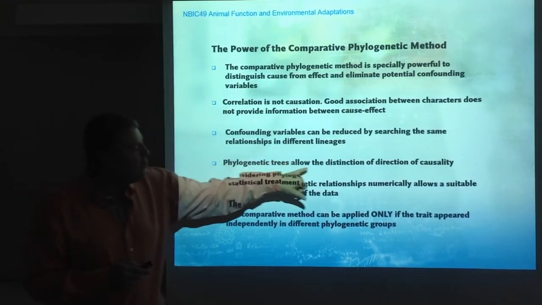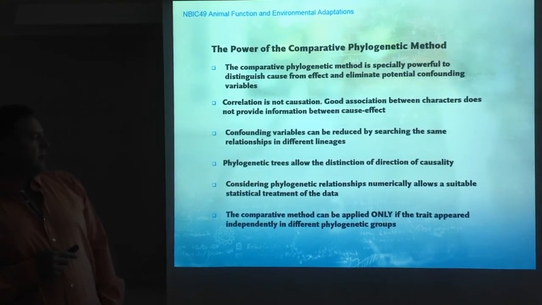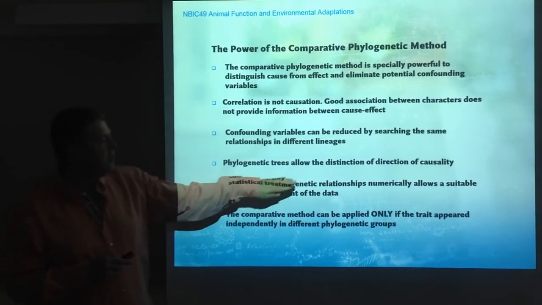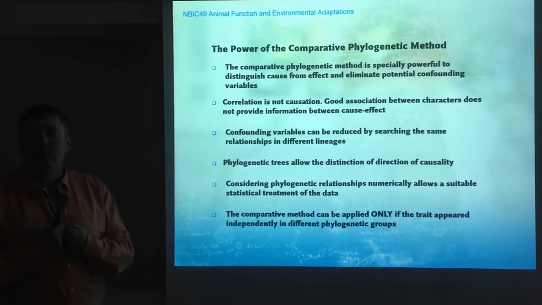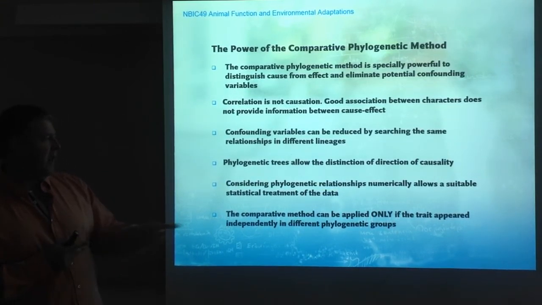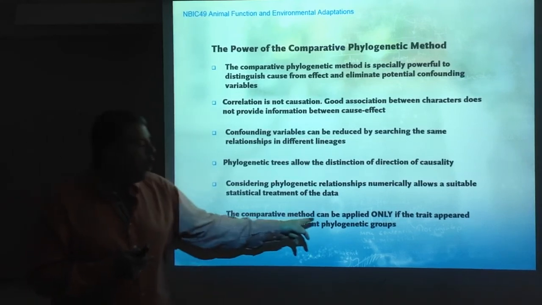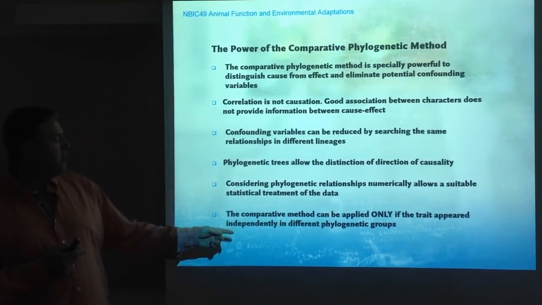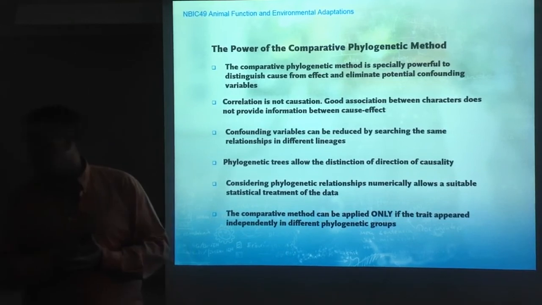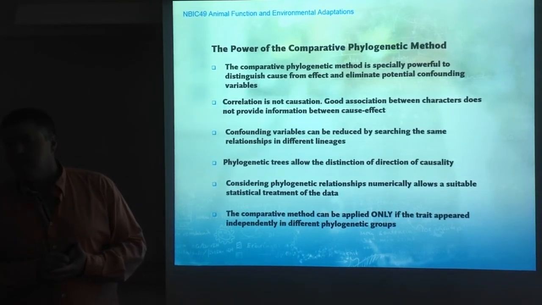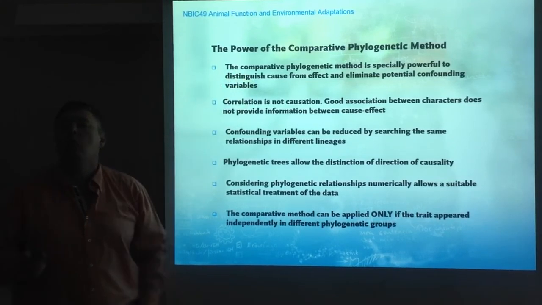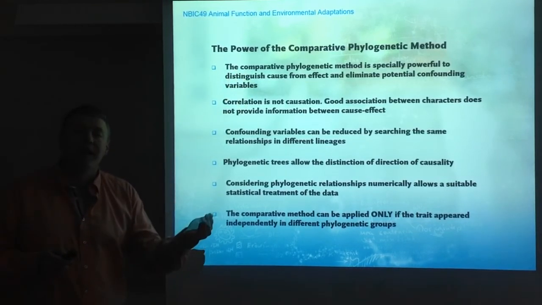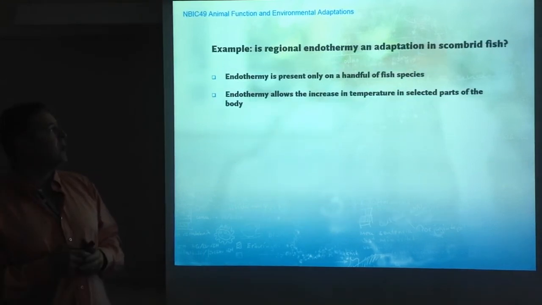Phylogenetic trees allow the distinction of direction of causality. Considering phylogenetic relationships numerically allows you to treat the data statistically, which is important in this context to show how strong your evidence is. Of course, the comparative method can only be applied if the trait appeared independently in different phylogenetic groups. So there is a limitation to the comparative phylogenetic method. You cannot apply it to everything. But when you can apply it, it might give you the proof you were looking for.